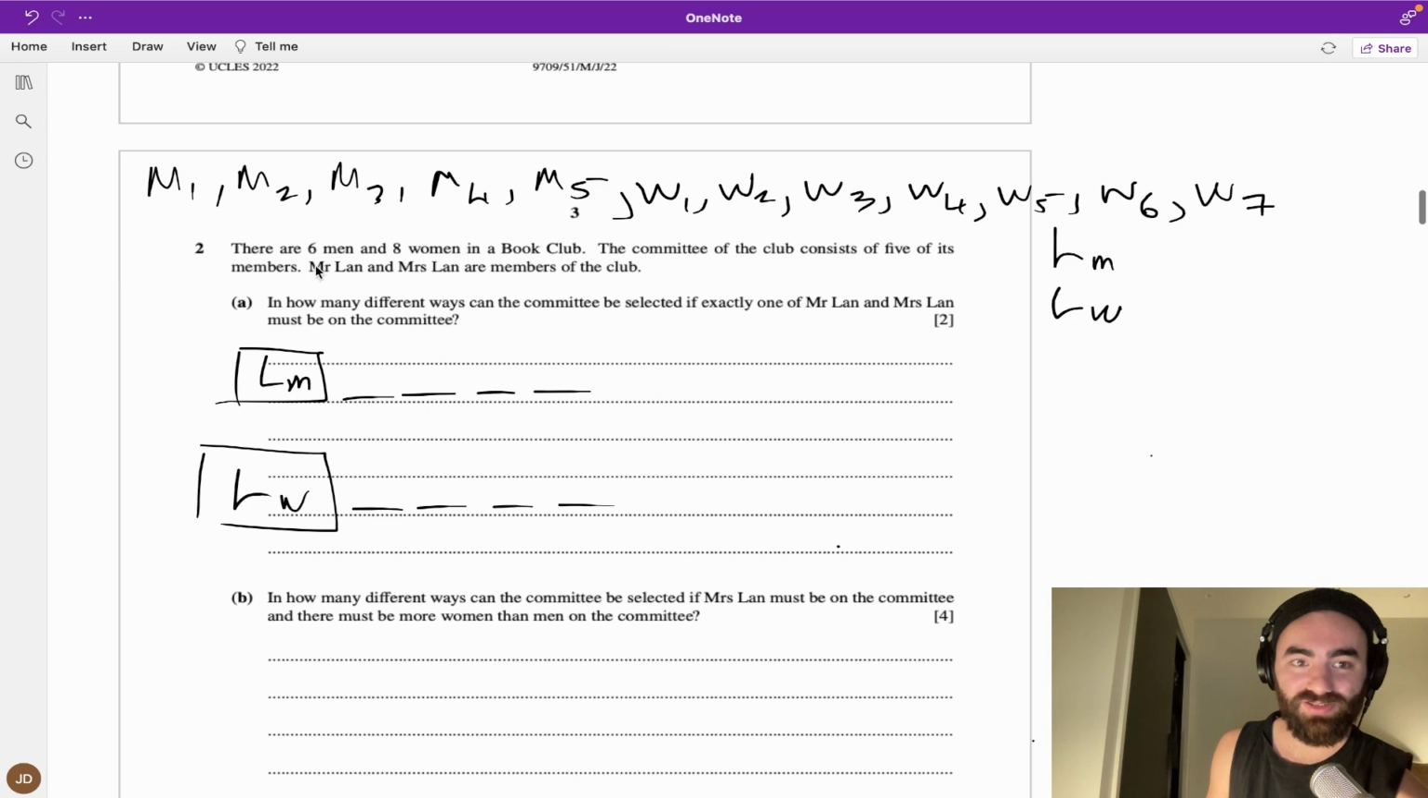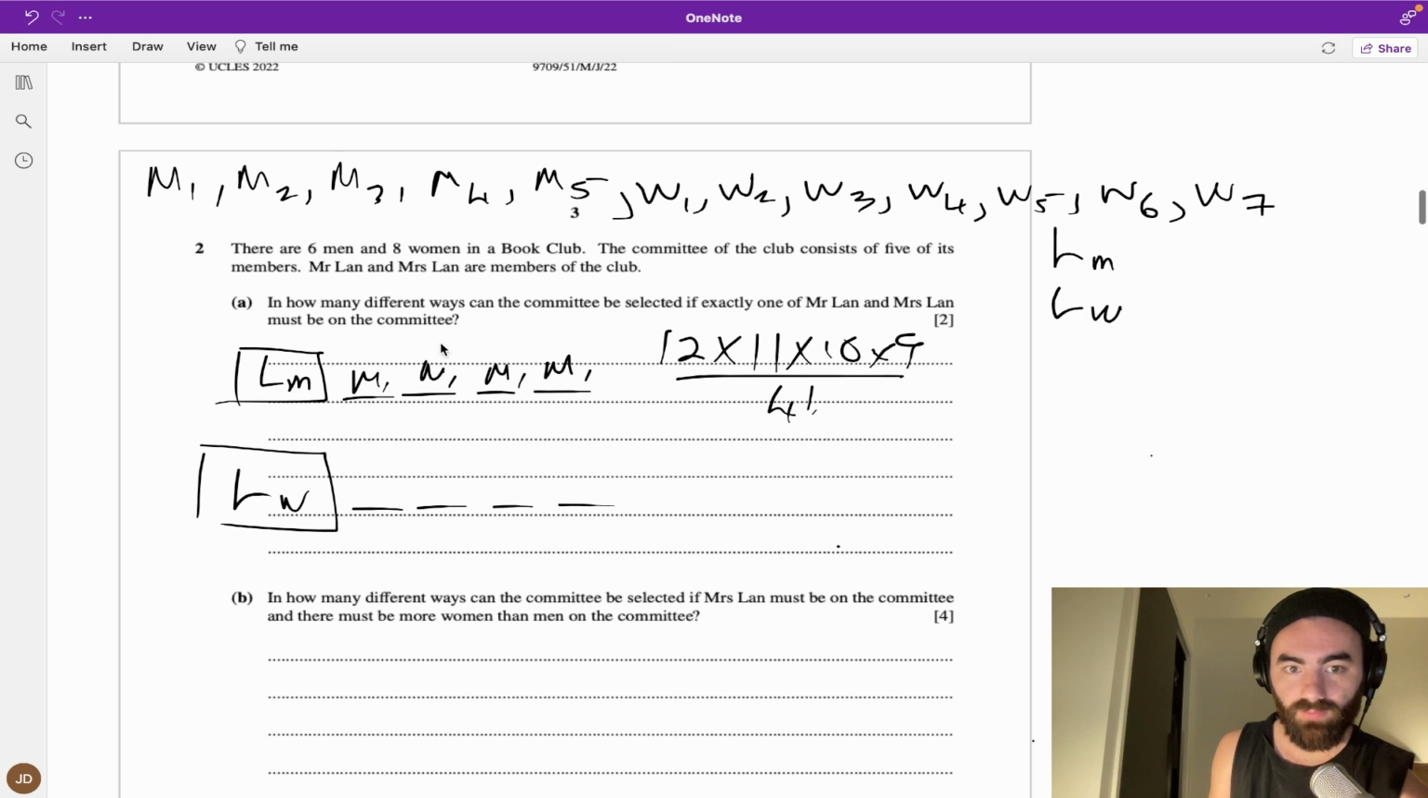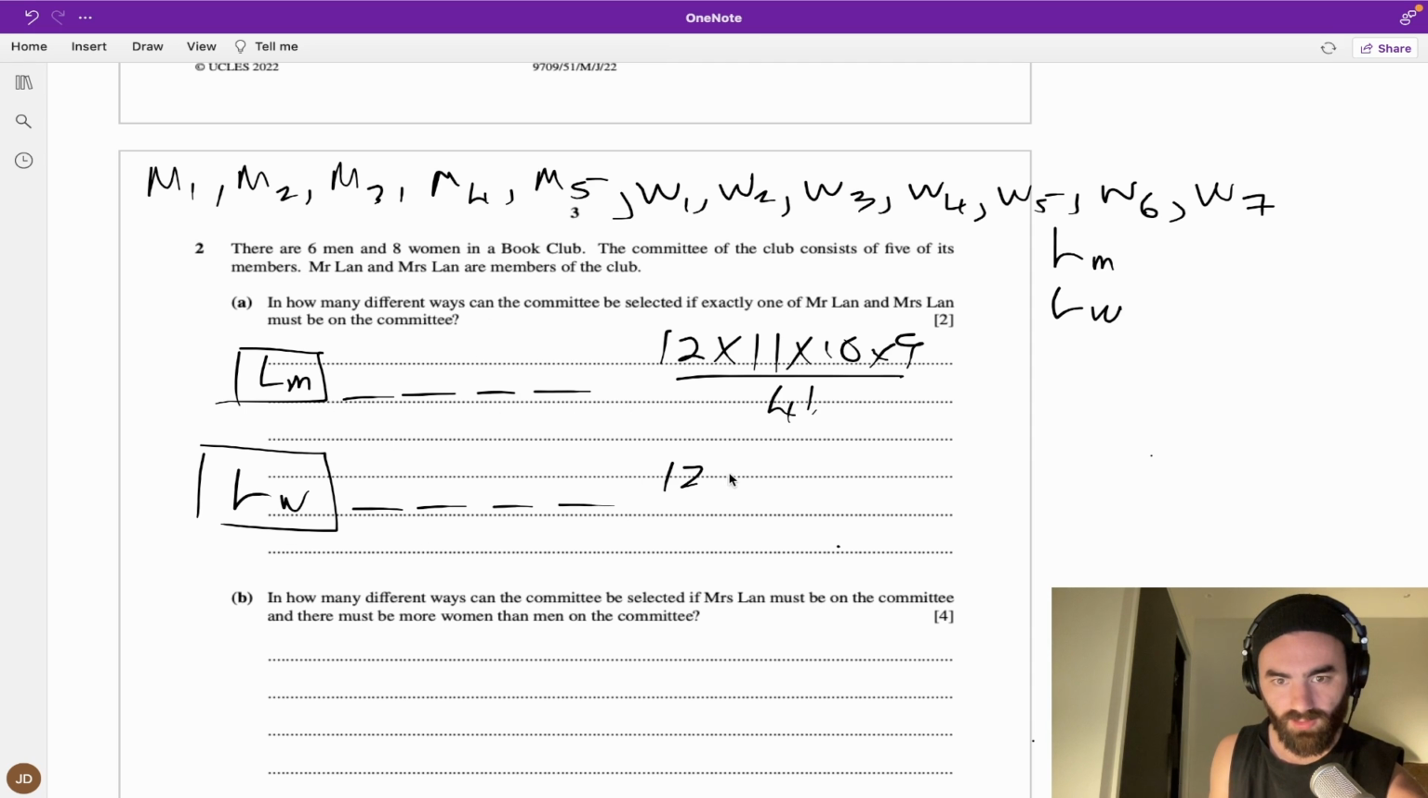Well, for the first selection, we have 12 members left, 5 men and 7 women. So it'd be 12 for the first one, times 11 for the second one, times 10, because we have 11 left and then 10 left, and then times 9, but then divided by 4 factorial, because we're overcounting. If we put man 1 here, or here, they're all the same committee. So we're overcounting by 4 factorial arrangements. And this will be the same thing here.